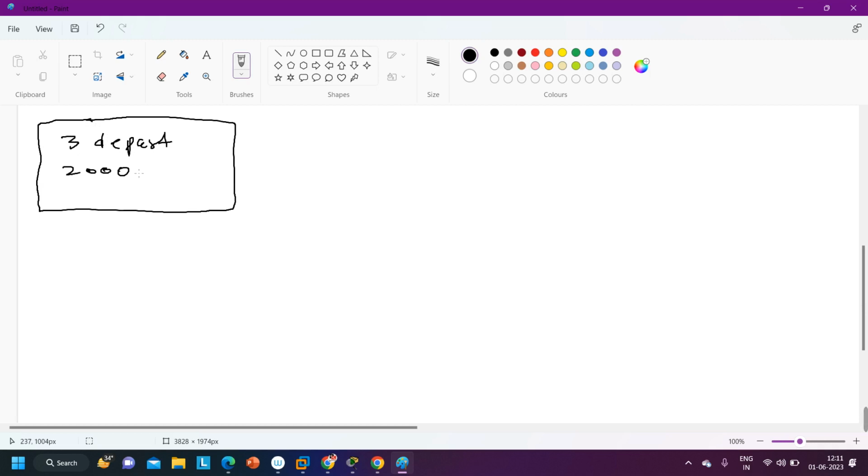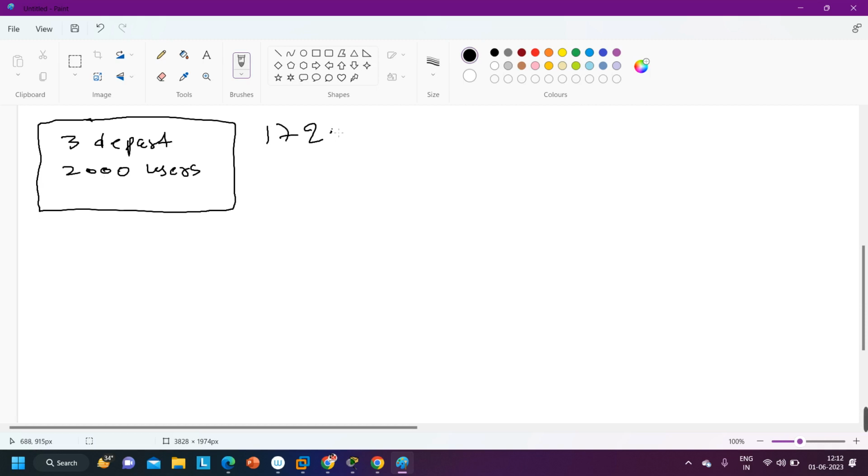Now I have one organization, and in this organization, let's say there are only 3 departments, and in each department they need around 2000 users. Now tell me, can I use IP addresses from class C? No, because the maximum number of IP addresses we can get from class C is 254. So here we will use IP addresses from class B.